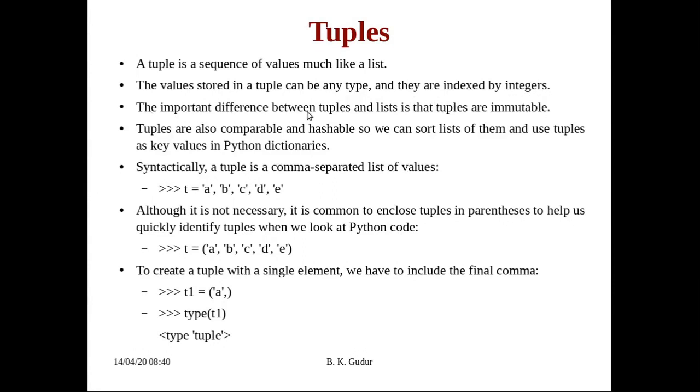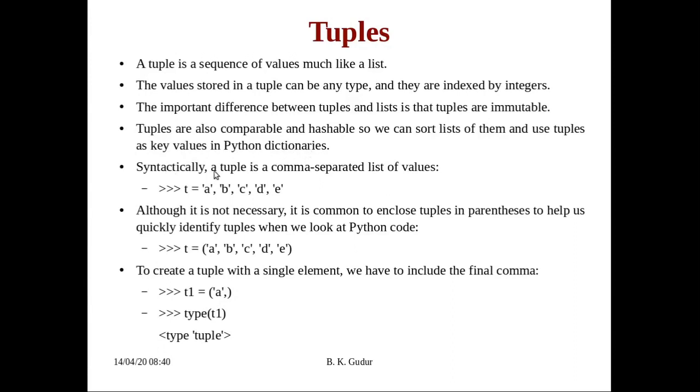The important difference between tuples and lists is that tuples are immutable, whereas lists are mutable. We can change the content, the elements of a list, whereas we cannot change the content or any elements in the tuples. That's what tuples are, immutable. Tuples are also comparable and hashable. We can sort a list of them and use tuples as key values in Python dictionaries.